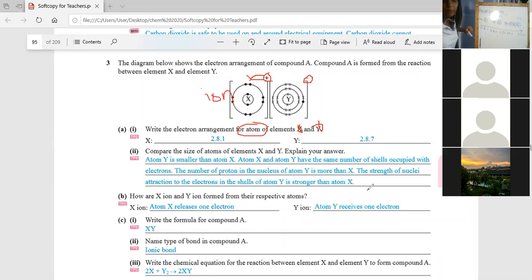Okay, so you look at my second point here. You follow where teacher's cursor is. Atom X and atom Y have the same number of shells occupied with electrons. That statement is this. Do you understand? Yes, sir. Okay, but the next statement is what I'm going to teach you. The number of protons in the nucleus of atom Y is 17, right? Yes. The number of protons in the nucleus of atom Y, which is 17, is more than atom X, which is 11. Do you all agree with that? Yes, sir.